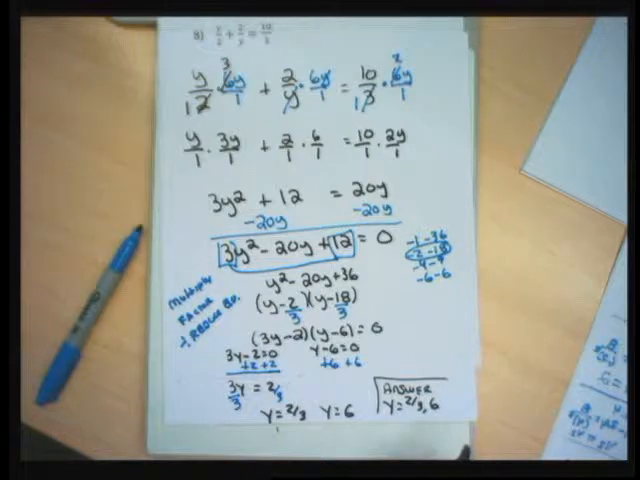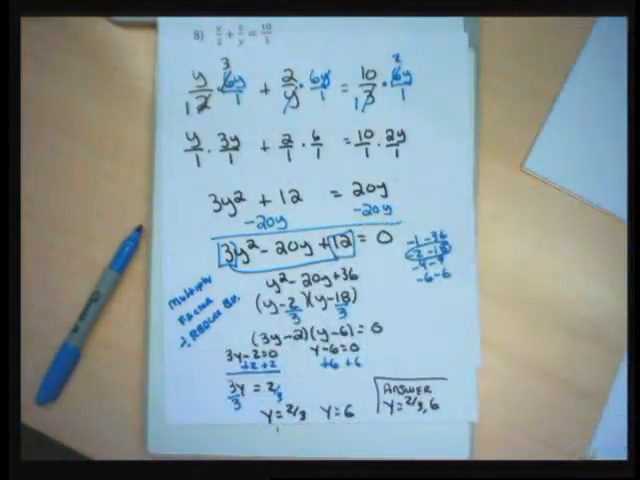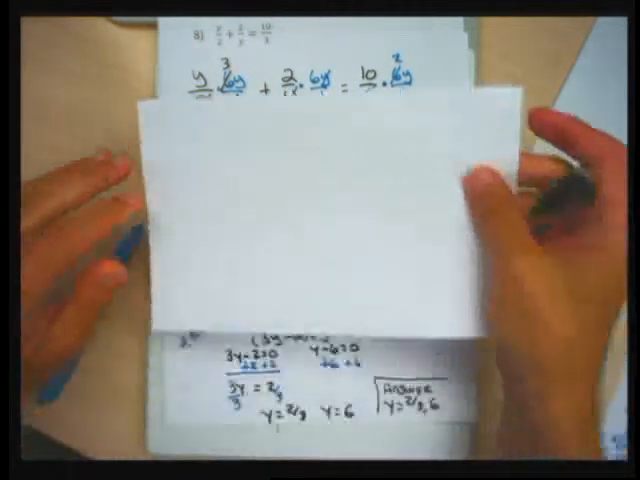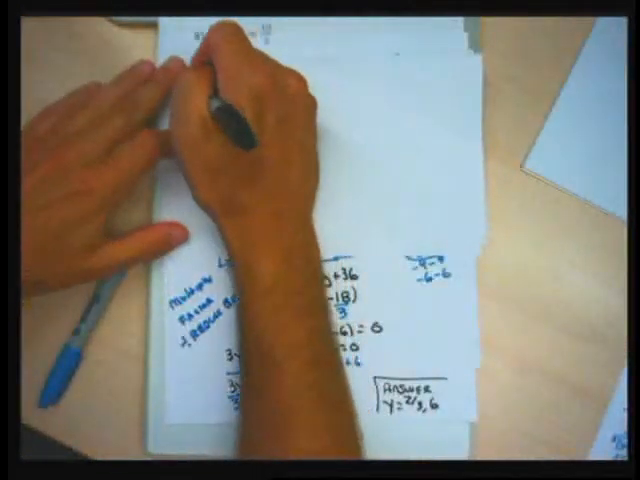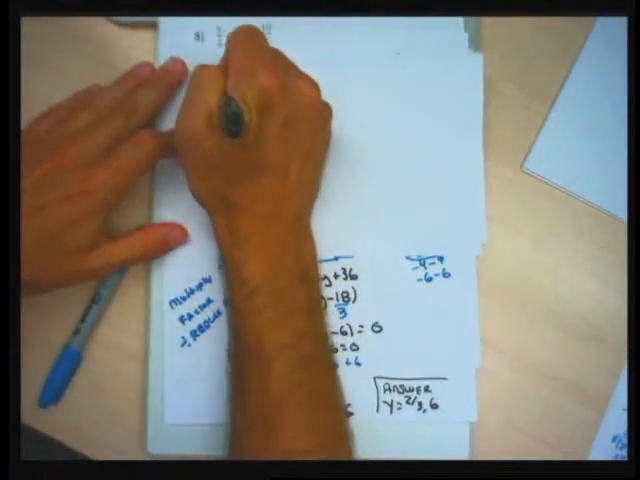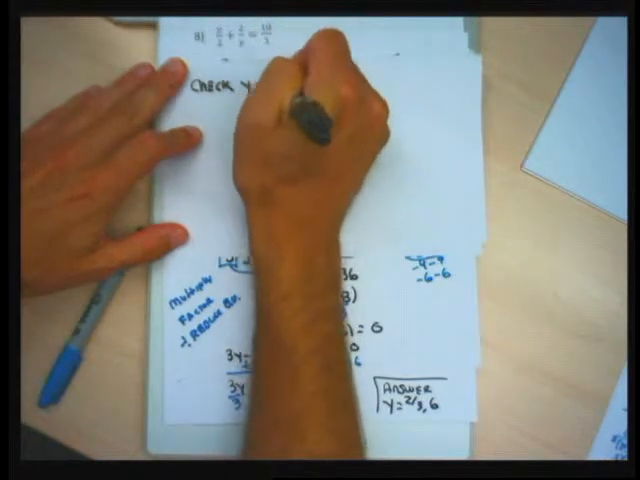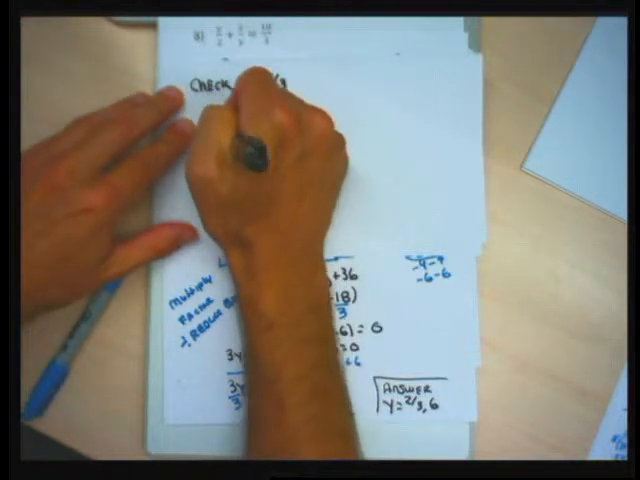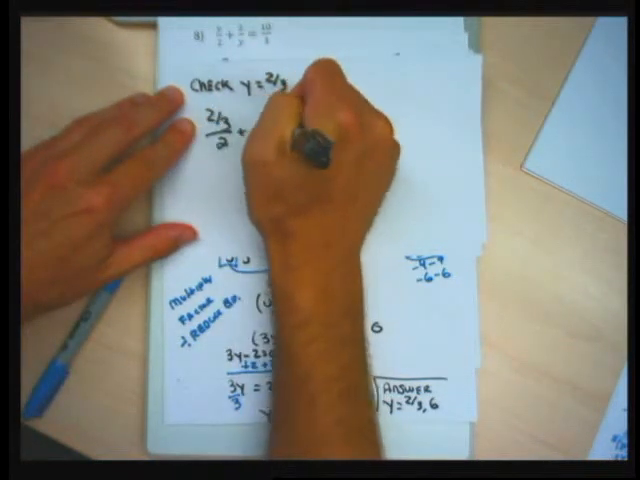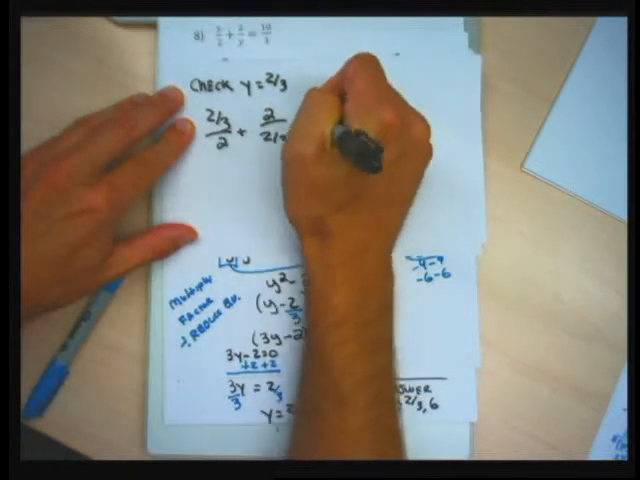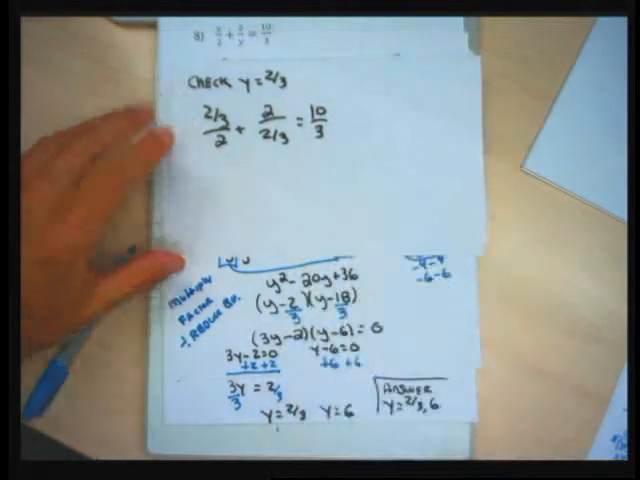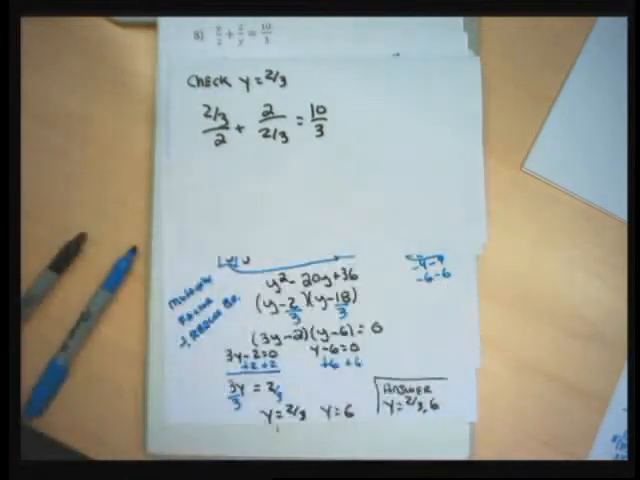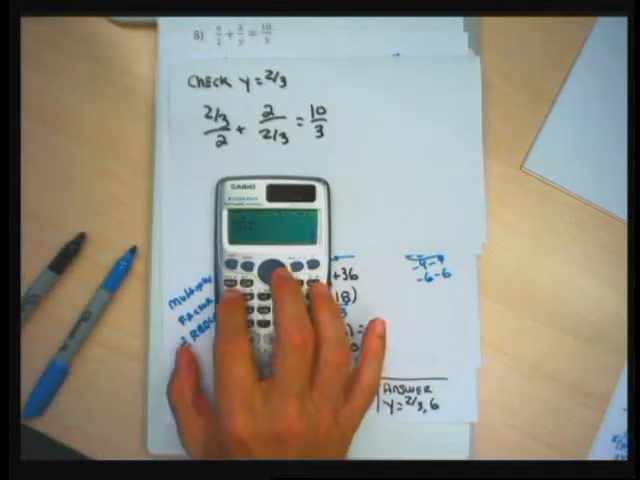It's really dangerous to not check, so I'm going to check. And that involves a little bit of mess because of the fraction. So for the first checking, I'm going to check y equal to 2/3. Fraction's harder to check than not. I'm going to go to the original problem and go 2/3 over 2 plus 2 over 2/3 and see if I get 10/3. I only have to do the left side on my calculator because the right side's already just a single fraction. So messy but not impossible.